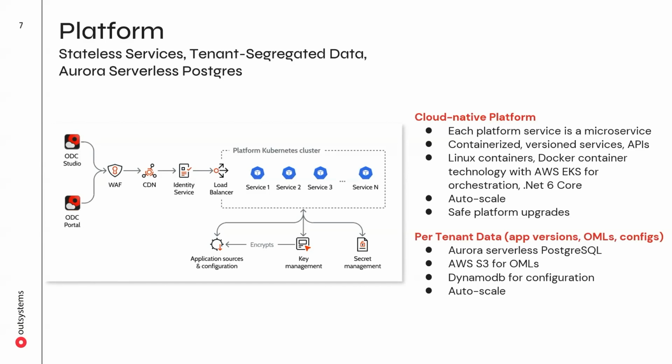Each platform service is an API-driven .NET Core 6 microservice that runs in a Linux container managed by Kubernetes. This means that any functionality the platform provides is available via API, and each API is versioned, allowing for seamless upgrades. The platform stores its data in a per-tenant Aurora Postgres database that automatically scales as needed based on load. Configuration settings are stored in the DynamoDB NoSQL database, and packaged OutSystems language model files, also called OML files, are stored in an AWS S3 repository rather than in the application database.